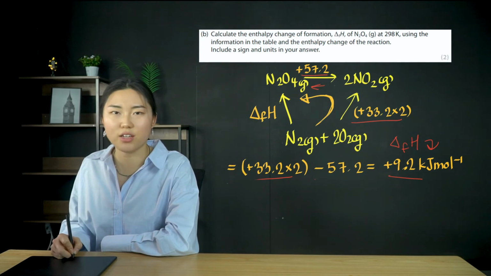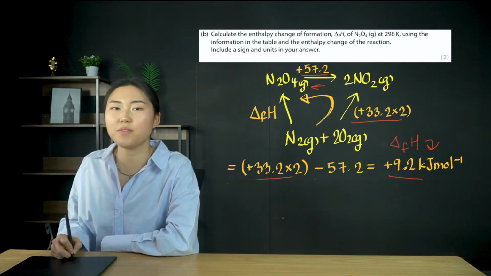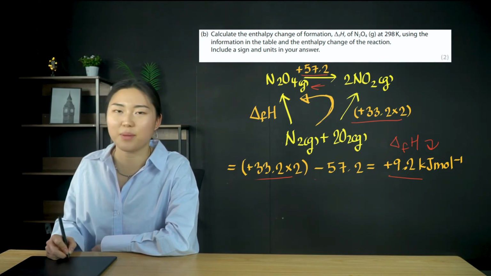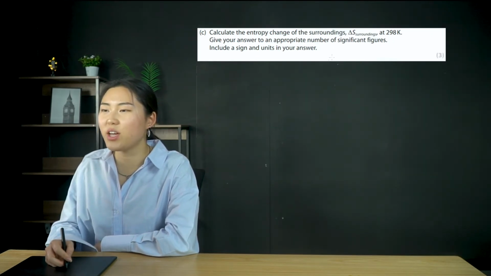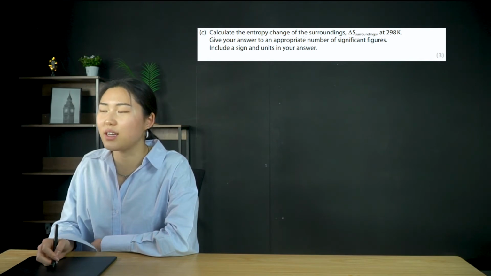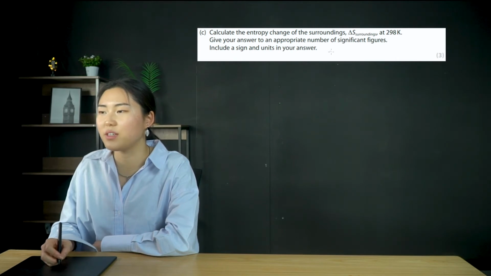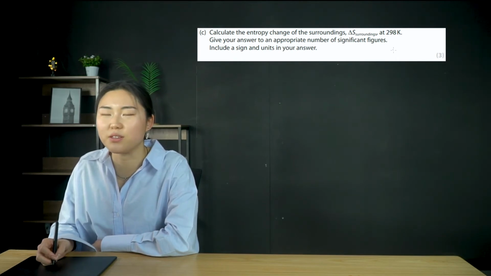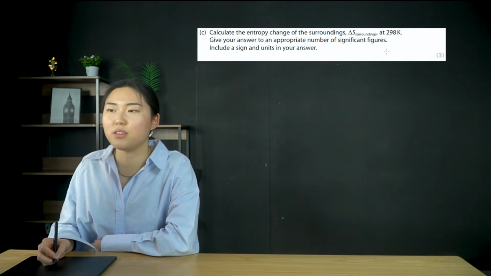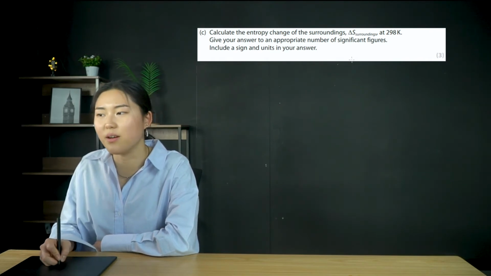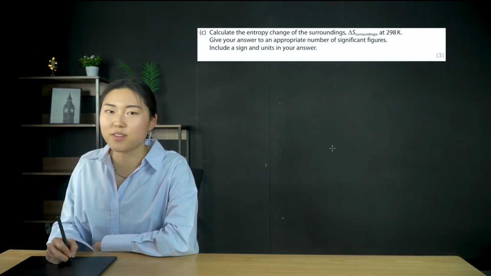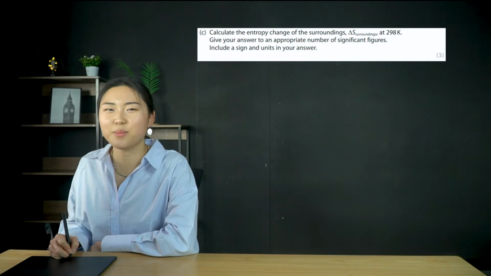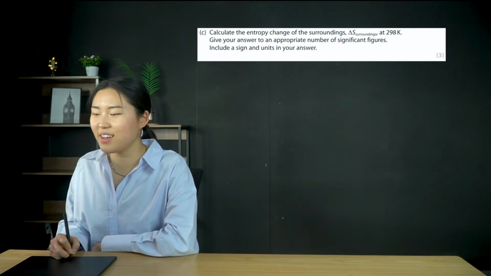So try the calculations yourself as well, okay? You can pause the video before me explaining. Next, calculate the entropy change of the surroundings, delta S surroundings, at 298 K. Give your answer to an appropriate number of significant figures. Appropriate number of significant figures is basically the same number of significant figures the question uses most commonly, or just 3 significant figures most of the time. It's just not sensible to give around 6 significant figures.